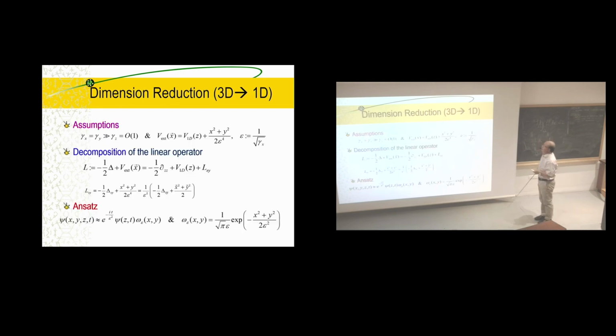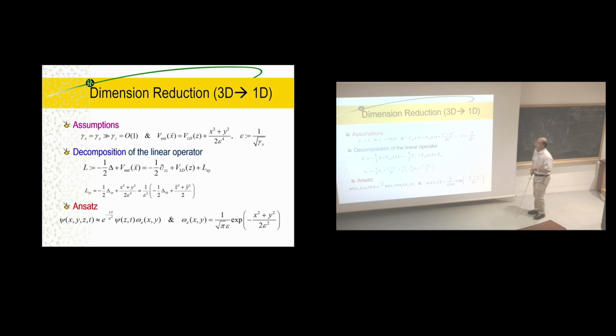Similarly, we can also go from 3D to 1D. Again, we assume, just changing a little, that gamma x equals gamma y, and much bigger than gamma z. Gamma z is order 1. So then we consider what happens when gamma x goes to infinity. We assume the potential is V1 of z, which could be anything, plus x squared plus y squared over 2 epsilon to the power 4. And epsilon is 1 over gamma x squared, because the original is 1 over gamma x squared times x squared.